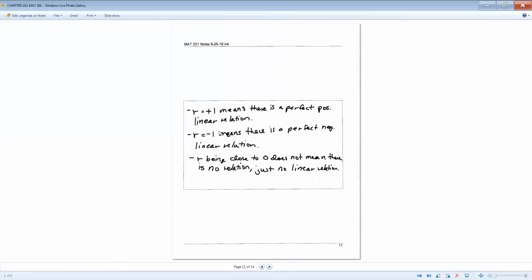If R is equal to +1, that means there is a perfect positive linear relation. If it's equal to -1, that means there is a perfect negative linear relation. R being close to 0 does not mean there is no relation, just no linear relation.